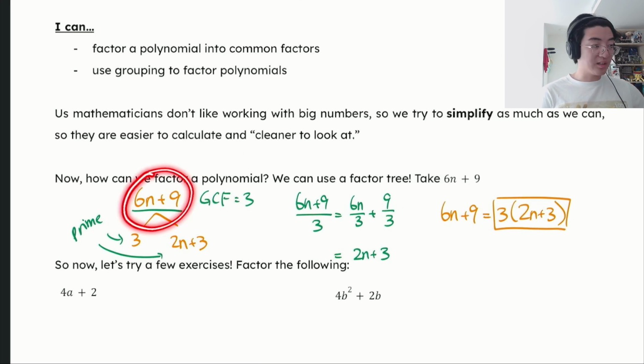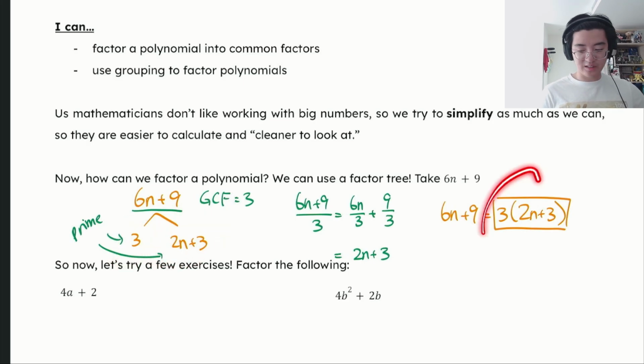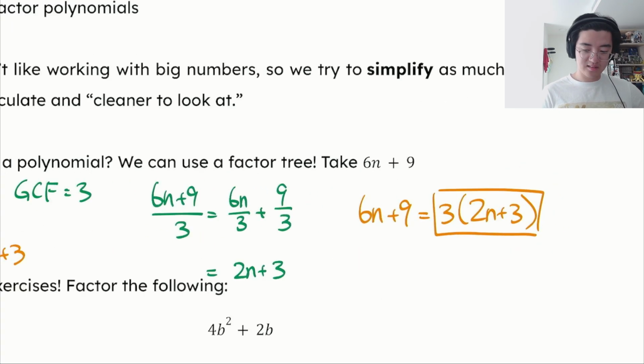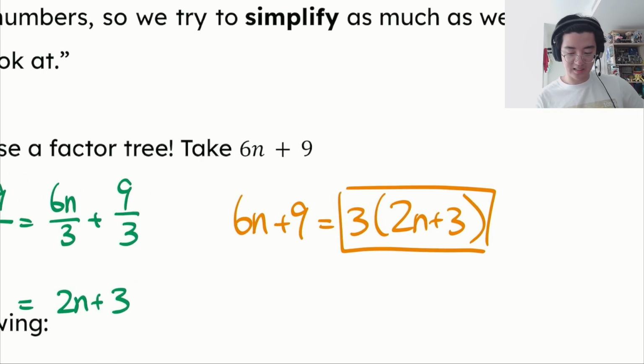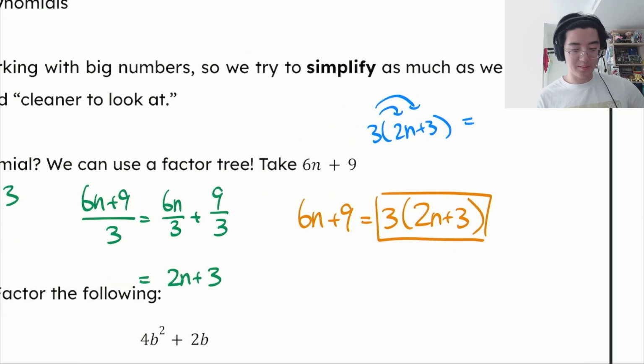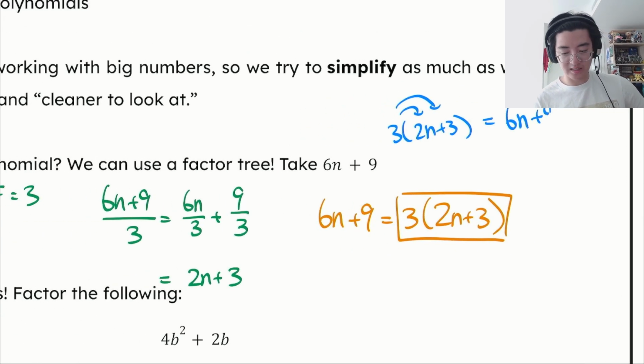Both of those terms can be divided by 3 to get 2n plus 3. So this is just 3 times this bracket. We can double check this. If we do our flying arrows to double check, 3 times 2n is 6n, 3 times 3 is 9.